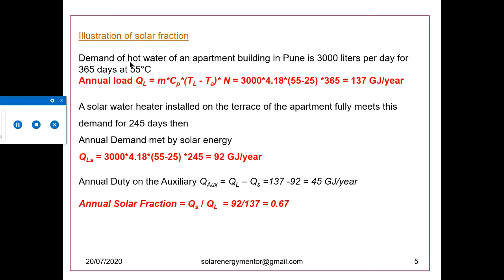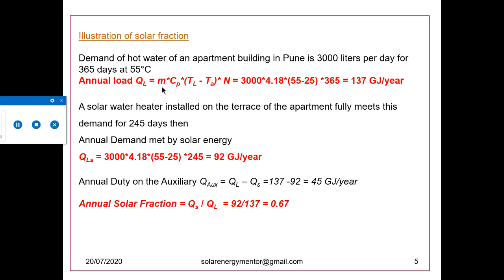Now this is an illustration of how solar fraction is determined. Suppose there is an apartment building in Pune that requires 3000 liters per day of hot water at 55 degrees Celsius for 365 days. So this is the demand. Then the annual load for this apartment building can be calculated like this.